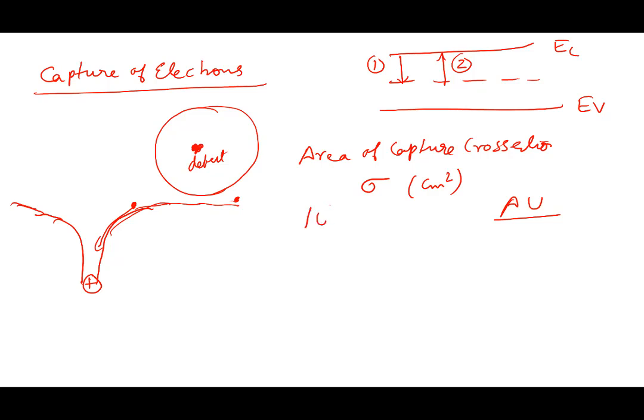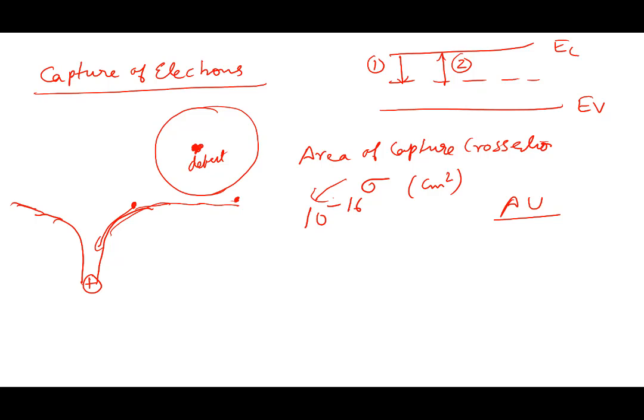10 to the power minus how much? Say one value. Okay, you're right, 16. 10 to the power minus 16 is one number. For gold, when gold acts as a defect level, the capture cross section area is 10 to the power minus 16 centimeters squared. All right, that's the number that you can keep in your mind.